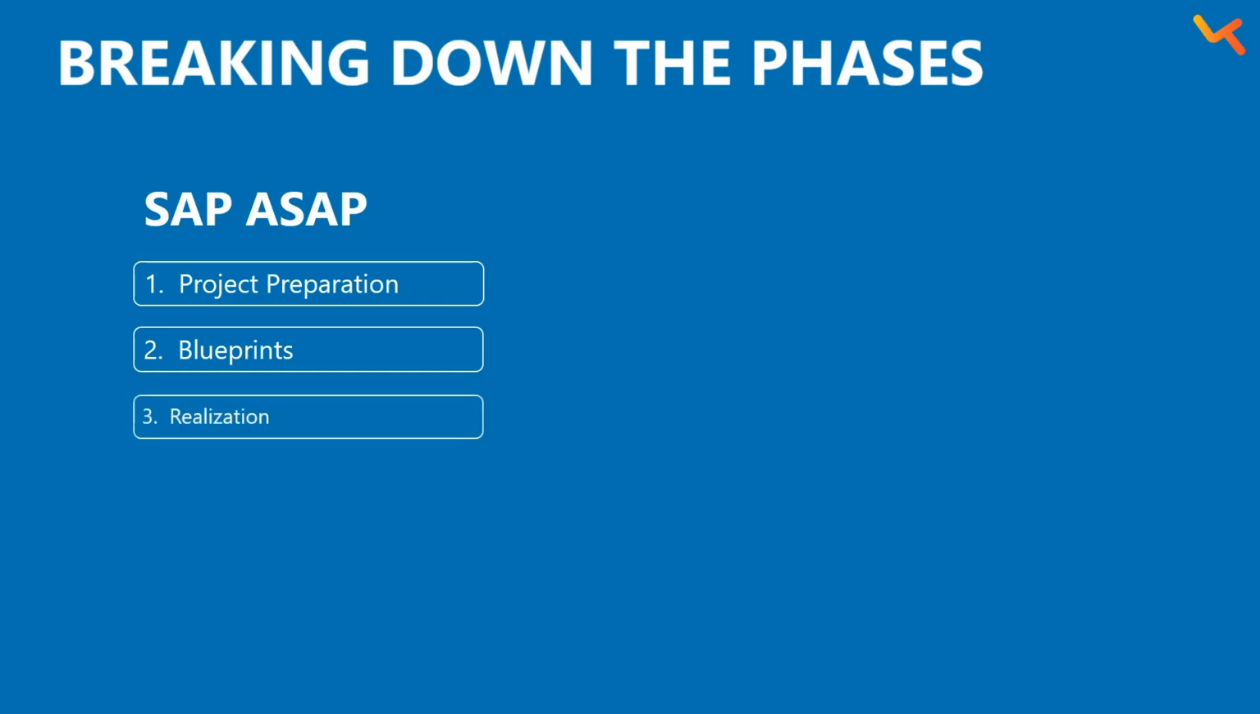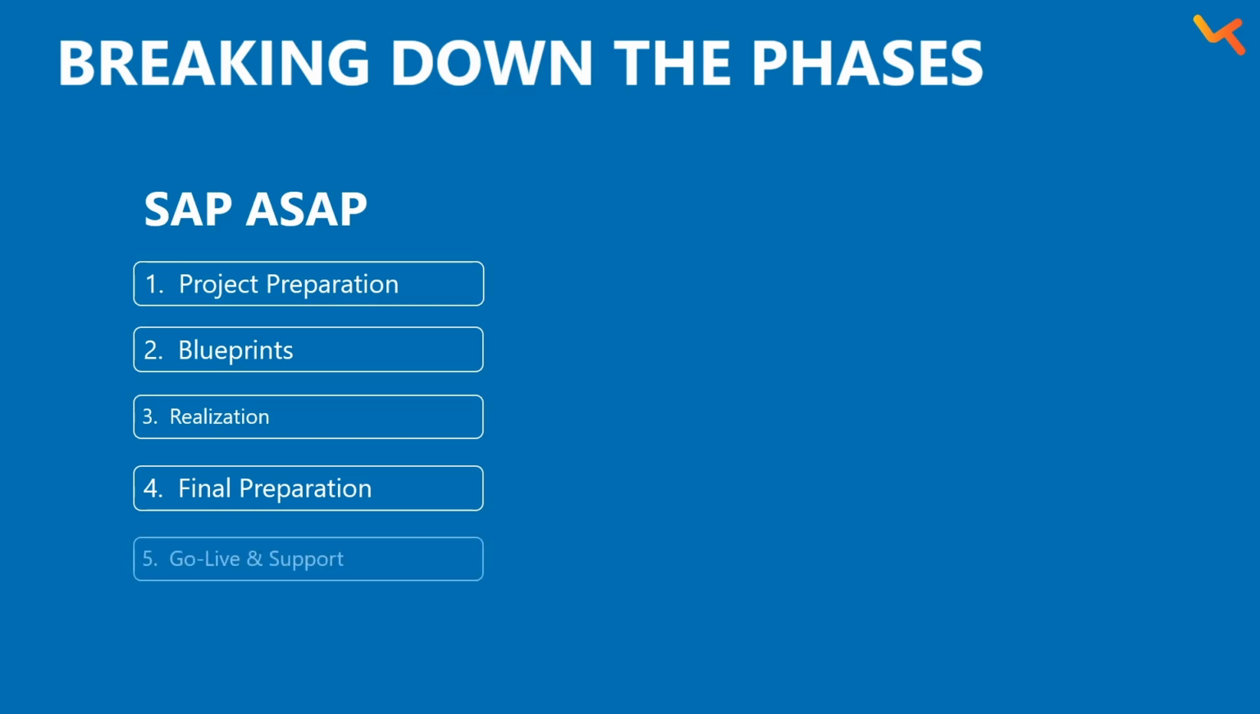Realization. In this stage, you actually build and set up your SAP system based on your blueprint. This is similar to the realize phase in Activate. Final preparation is the next phase. This is where you test everything, train your team, and get ready to launch, similar to the deploy phase in Activate. Go live and support. Finally, you turn on your SAP system, make sure everything runs smoothly, and keep things running well over time, just like the run phase in Activate.